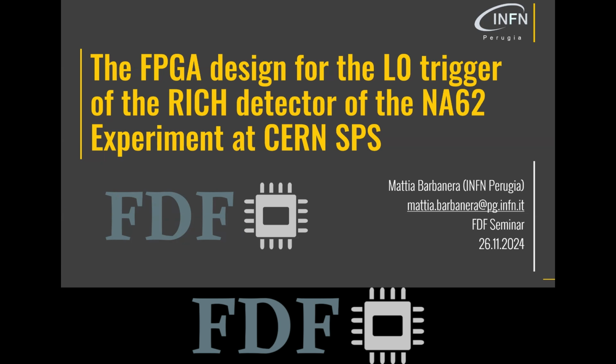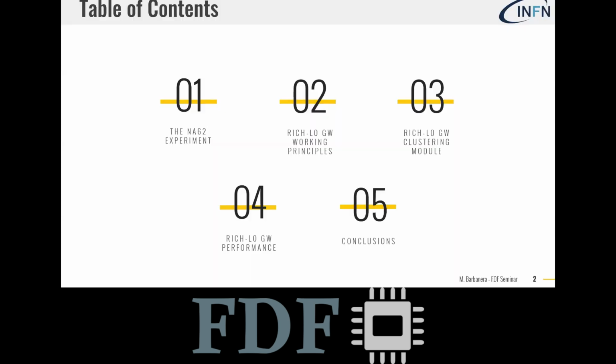So we will have a look at this very long title presentation. But most of all, we will have a look at the design for the FPGA, which I will call from now on gateware, to distinguish it from firmware, because firmware is a bit more software. This is more hardware. And this gateware was designed for the level 0 trigger of one of the experiments at CERN, but we will go through some context in which I will tell you what is the NA62 experiment and the framework in which the gateware is in. And then we will delve into the gateware itself and some analysis of the performance.